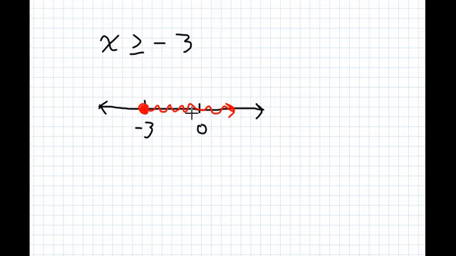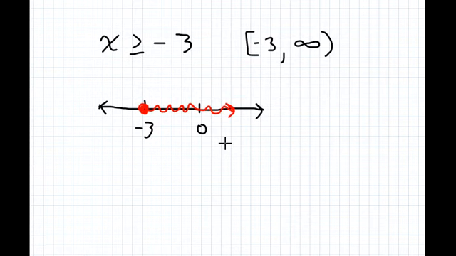Well, it obviously makes this true also. So remember that in the interval notation, we include negative 3, and we're going to infinity, right? So the square bracket here means we include negative 3. So here's two different ways of writing our solution set.